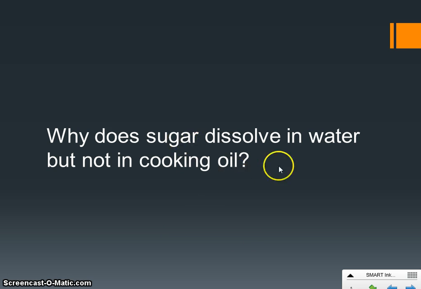So if sugar dissolves in water, we know that water is polar, right? So that means sugar, because it dissolves in water, must also be polar. And if sugar does not dissolve in cooking oil, then we know that cooking oil must be nonpolar. So because sugar and water are both polar, sugar will dissolve in water. But because sugar is polar and cooking oil is nonpolar, sugar will not dissolve in cooking oil.